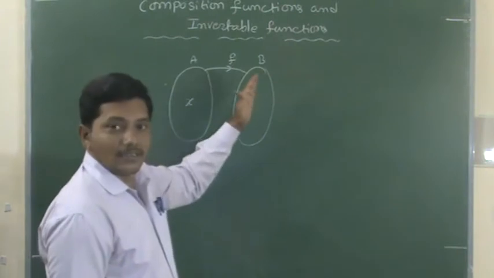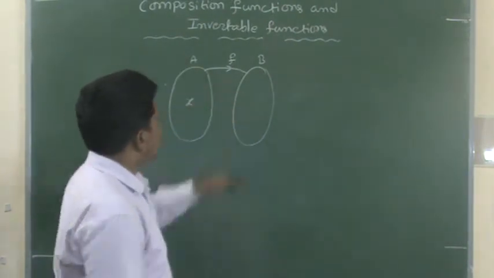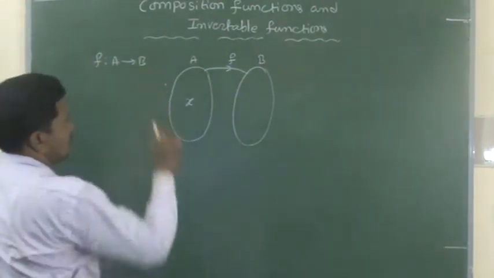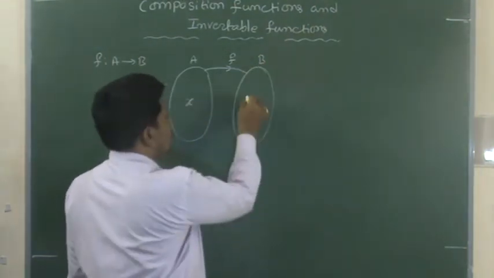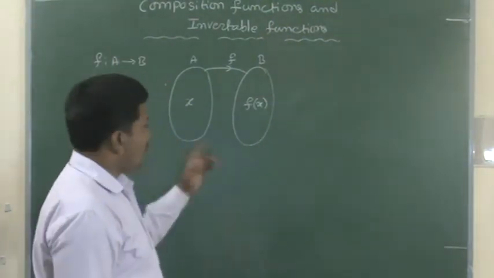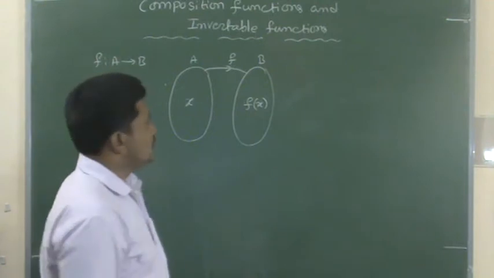The mapping, right? Mapping is nothing but a function, right? So f is mapping from A to B, that means the element in B is f of x. That is nothing but y, right? You can consider y is equal to f of x, right?